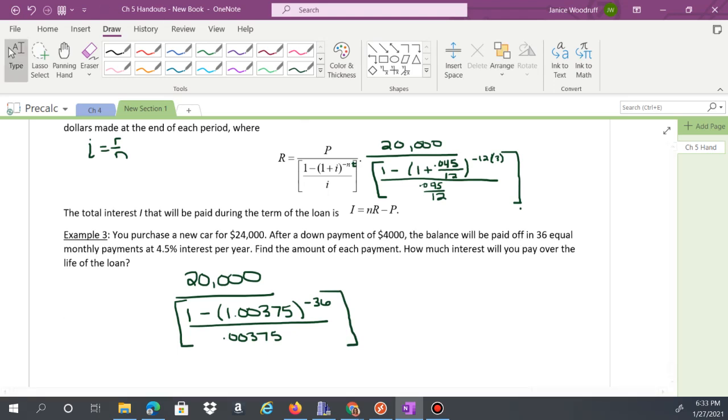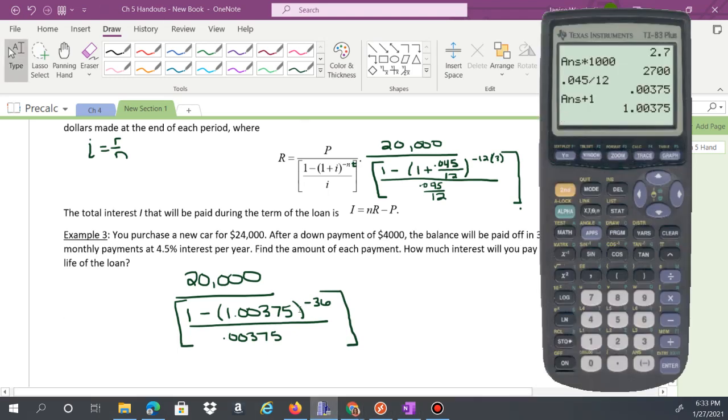Okay, so let's go ahead and do that. I'm going to do the exponent, so I've got 1.00375 to the negative 36. And then I'm going to do 1 minus that number. Okay, so I've got this numerator done. Then I'm going to divide by 0.00375, and then I'm going to do 20,000 divided by that number. So it's going to give me 594.94.